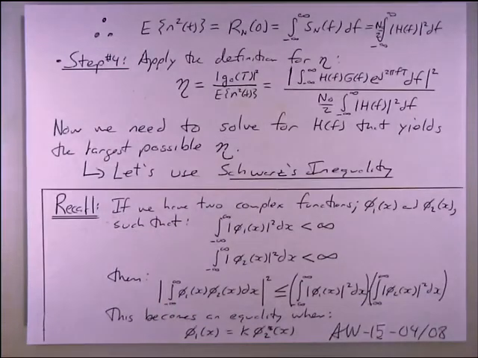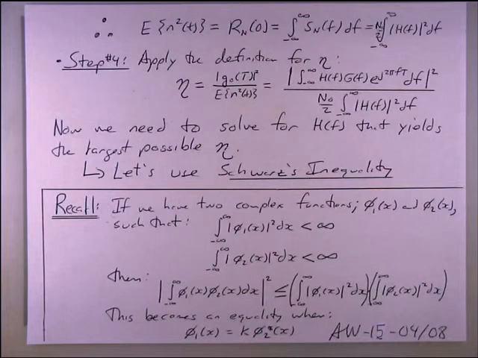So Schwartz's inequality. Ah, Schwartz's smoked meat. So we're going to use this approach. We have two complex functions, phi 1 of x and phi 2 of x. Again, this is a useful aside, yet another way of doing Schwartz's inequality. Both are bounded. That means if we integrate these from minus infinity to infinity, they will not blow up. So they're nicely bounded, both of them.